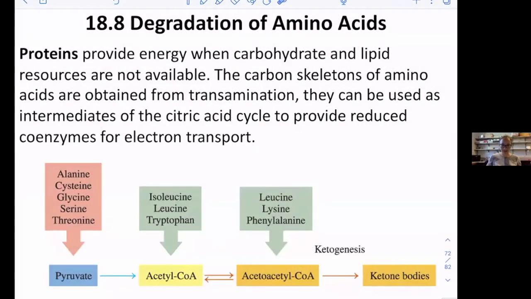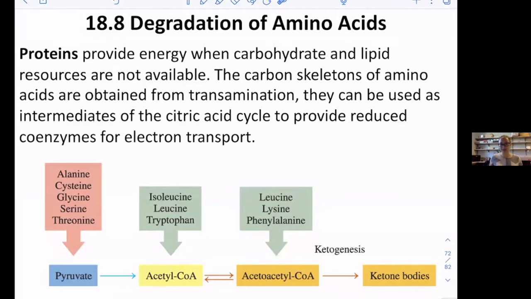Okay, so our last section is talking about the degradation of amino acids. We talked a lot about sugars, and one section on fatty acids. Now let's talk about degradation of amino acids. Proteins provide energy. If you have no carbohydrates and no lipids available in your body, then proteins can be transferred into energy as well. Not as efficiently, but it can be done.